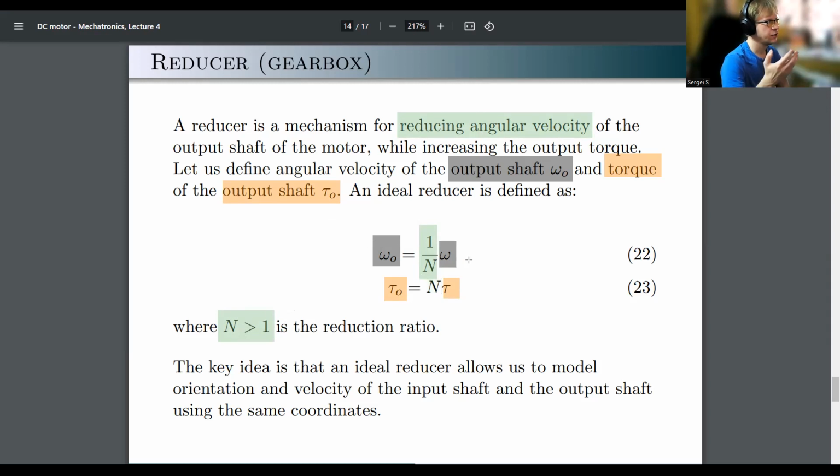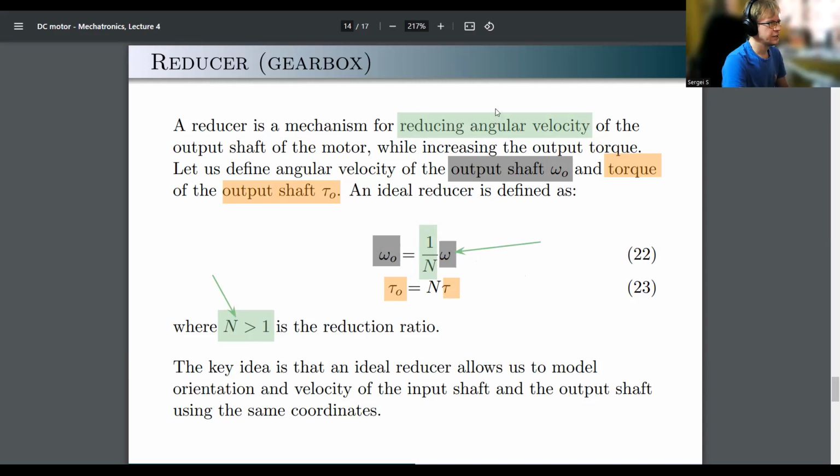So whereas angular velocity is divided by this number, torque is multiplied by this number. This somehow makes sense, right? We said angular velocity is reduced, and equation 22 tells us how much it is reduced. Well, by the factor of n, right? Well, torque is increased. How much is it increased? Again, by the factor of n. So somehow it's symmetric, it makes sense, it is balanced. Okay.